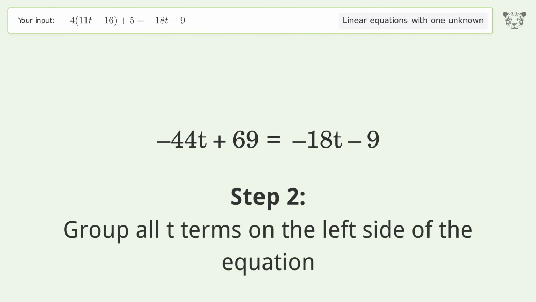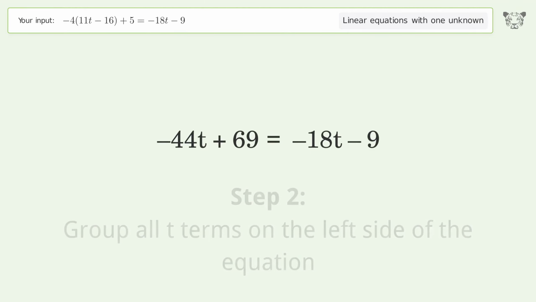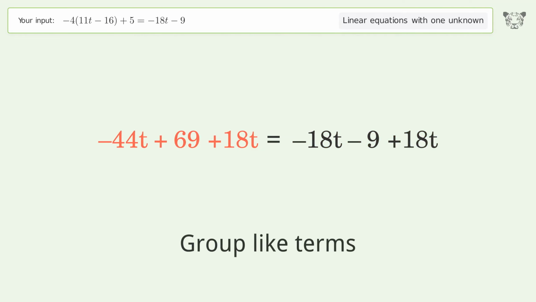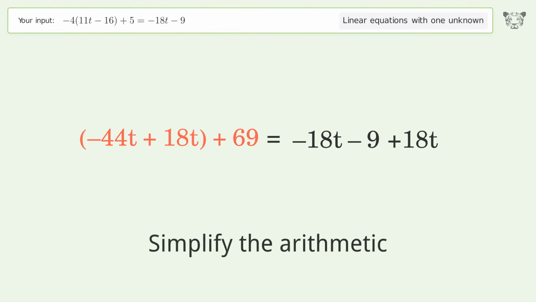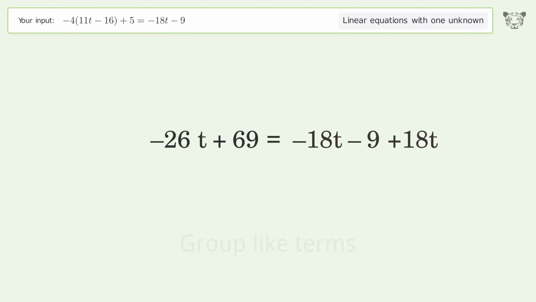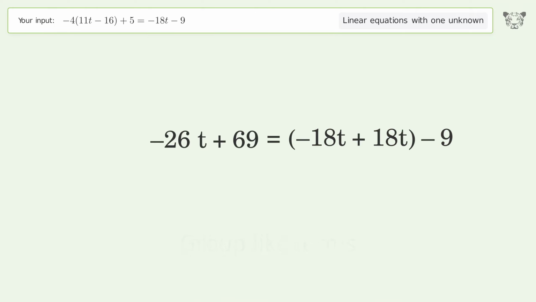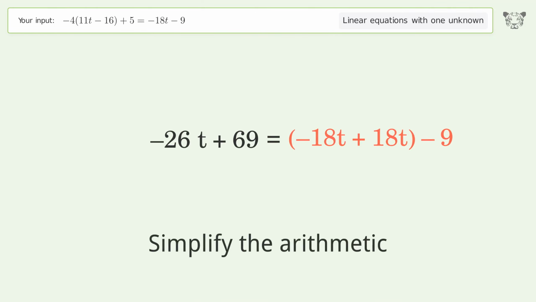Group all t terms on the left side of the equation. Add 18t to both sides. Group like terms. Simplify the arithmetic. Group like terms. Simplify the arithmetic.